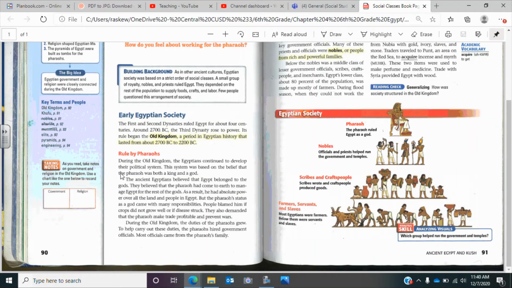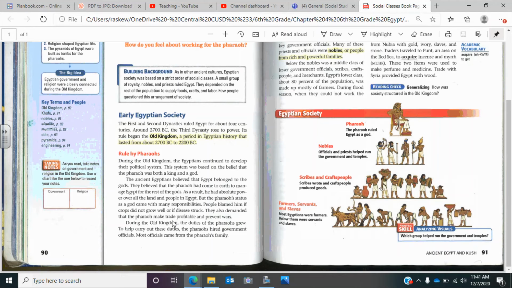As a result, he had absolute power over all the land and people in Egypt. But the pharaoh's status as a god came with many responsibilities. People blamed him if crops did not grow well or if disease struck. They also demanded that the pharaoh make trade profitable, meaning they make money trading with other countries, and prevent wars. During the Old Kingdom, the duties of the pharaohs grew, meaning they had more things they were in charge of. To help carry out these duties and jobs, the pharaohs hired government officials.